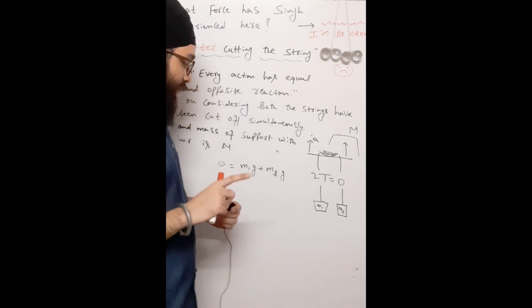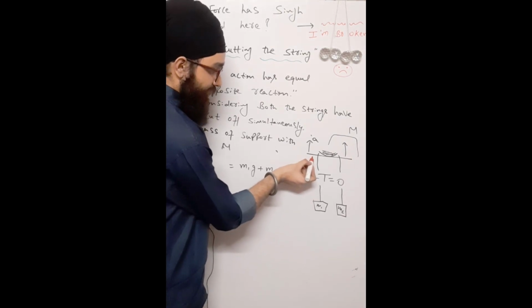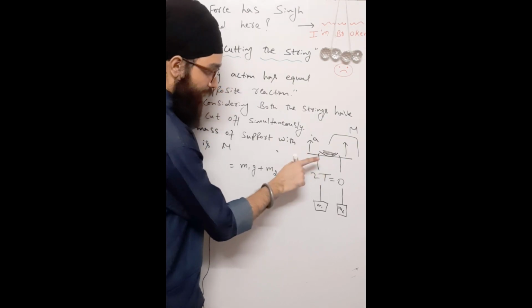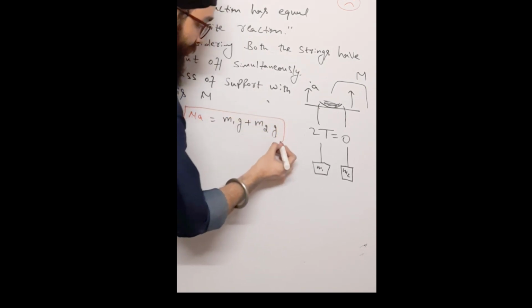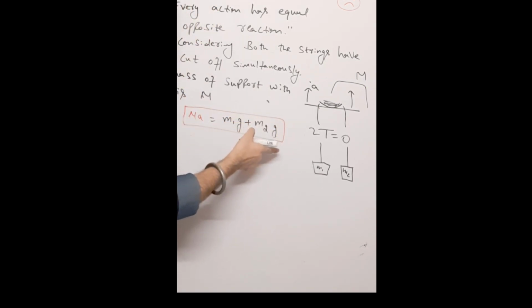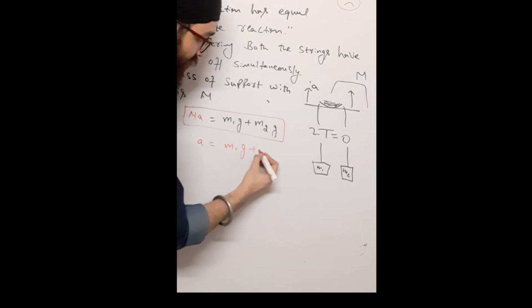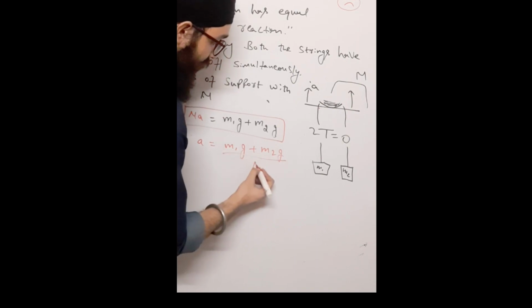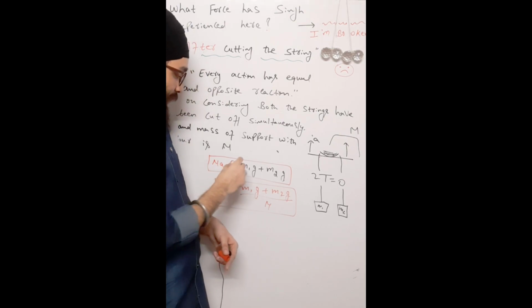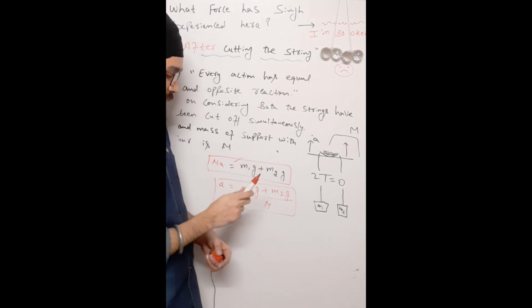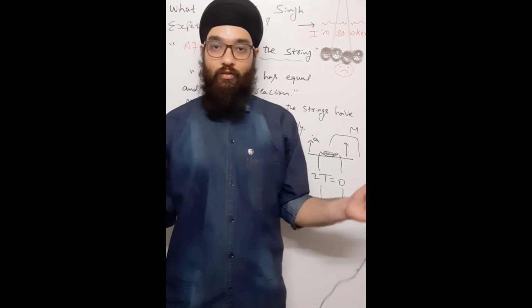Here, the tension becomes 0 at the cost of reducing acceleration in the support, and the force exerted on the support is Ma equals m1g plus m2g, and the acceleration is (m1g plus m2g) by capital M. So Singh is being hit by this force, and the acceleration in his hands is this. They solved.